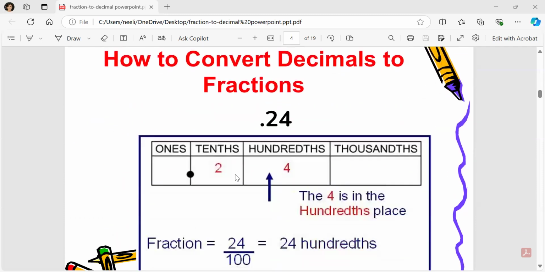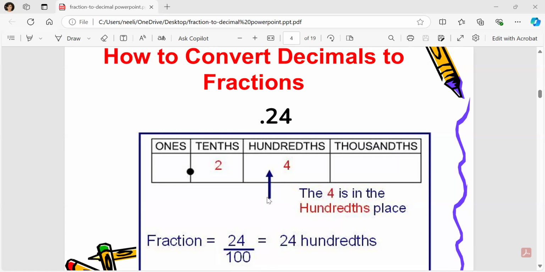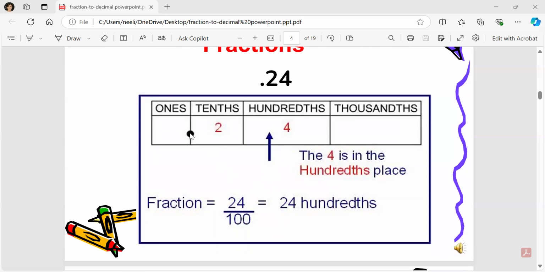How to convert decimals to fractions? Now you can see here, this is 0.24. So here 2 is at the tenth place and 4 is at the hundredth place. So in the place value chart, you can see the position of the decimal. It's in between the ones place and the tenth place. So 2 will come at the tenth place and 4 will come at the hundredth place.